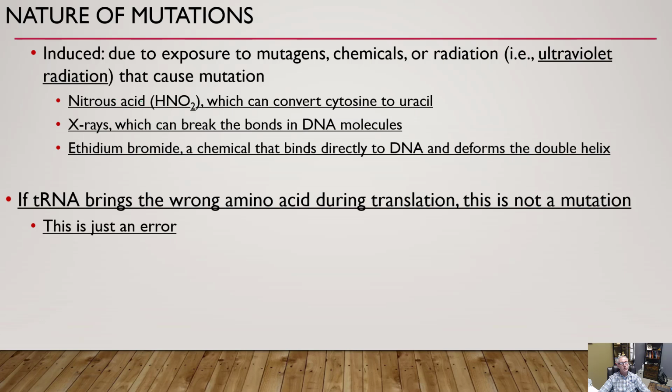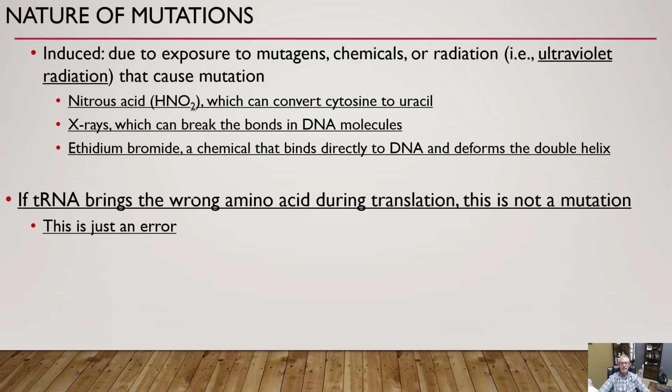due to a mutagen. Ultraviolet light, we know, causes skin cancer. Nitrous acid can convert cytosine to uracil. X-rays can break down bonds in DNA molecules. We talked about different types of radiation. Ethidium bromide is a chemical that directly binds DNA and deforms the double helical structure.